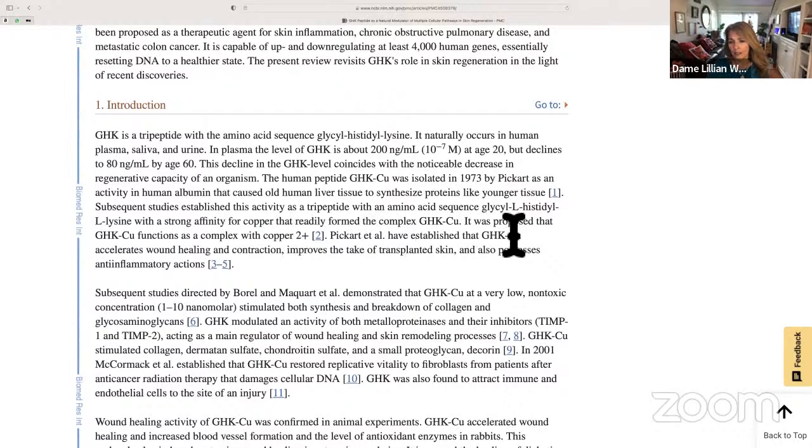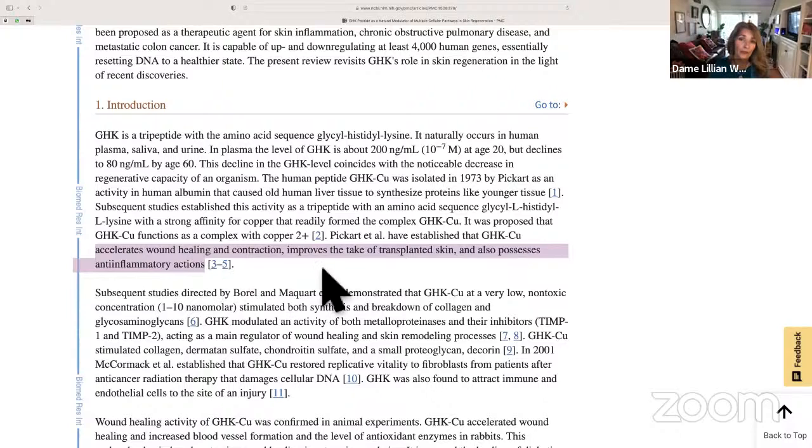So it's talking about here that subsequent studies established this activity as a tripeptide with an amino acid sequence glycyl-L-histidyl-L-lysine, with a strong affinity for copper that readily forms the complex GHK-Cu. So it was proposed that GHK-Cu functions as a complex with copper 2+. So Dr. Pickart and company have established that GHK-Cu accelerates wound healing and contraction, improves the take of transplanted skin, and also possesses anti-inflammatory actions.